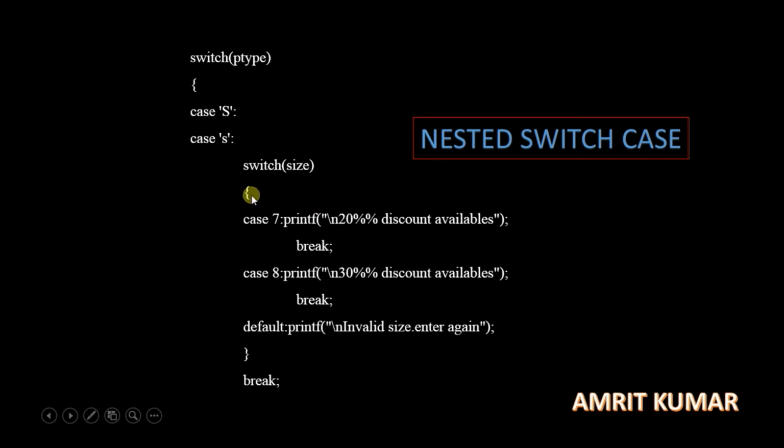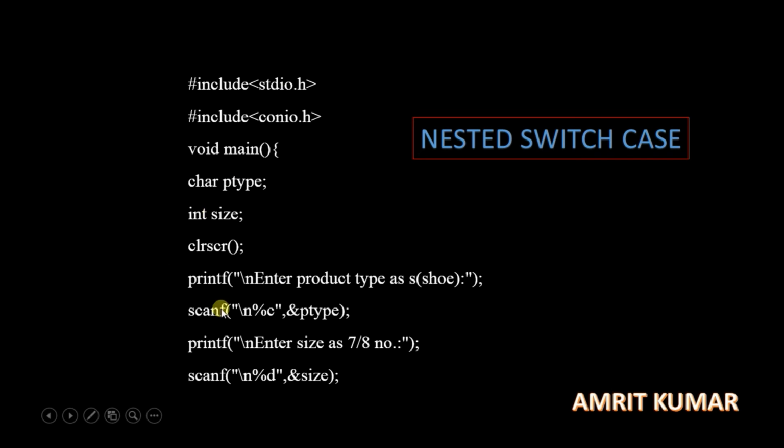Okay. So here, if the user has pressed capital S or small s in the P type, then this statement is going to execute. Then again the switch size is going to be entered, and we need to press the size also. You can see here printf enter product type as S or s, and that is going to be stored in the P type variable.